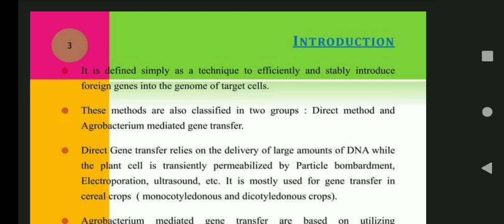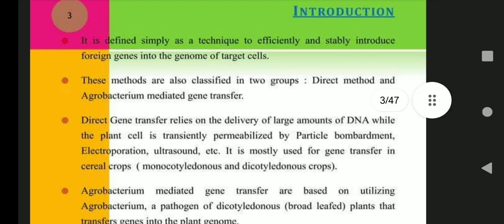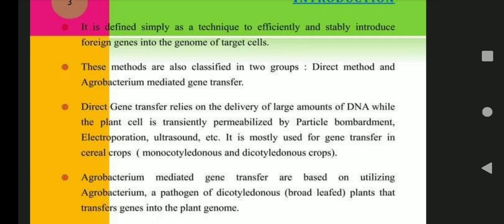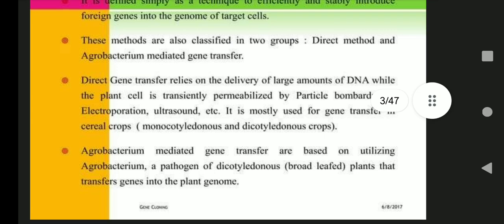Further, we make use of Agrobacterium tumefaciens containing the Ti plasmid. Agrobacterium tumefaciens is a bacterium that infects a plant cell and causes crown gall disease. It is mediated by the Ti plasmid, which is called a tumor inducing plasmid. This Ti plasmid is made into a tool or vector for the introduction of the gene into the plant cell. Agrobacterium-mediated transfer is based on the utilization of Agrobacterium, a pathogen of dicotyledonous plants, which transfers the gene into the plant genome.